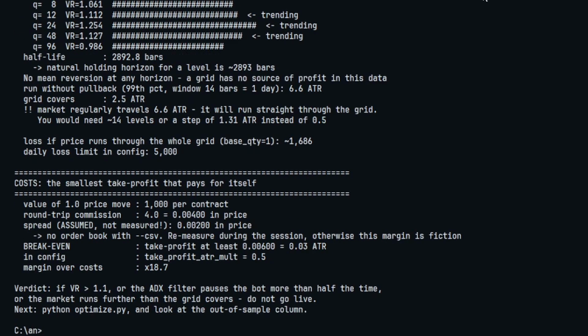Then, before running it, I asked a question almost nobody asks. Does this market actually oscillate? It doesn't, and I can show you the exact number that proves it in about 6 minutes. If you're running a grid bot right now, this is the test you should run tonight.